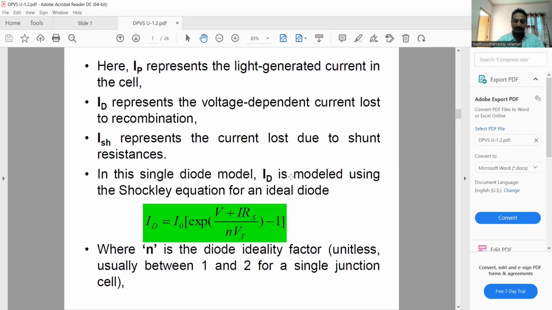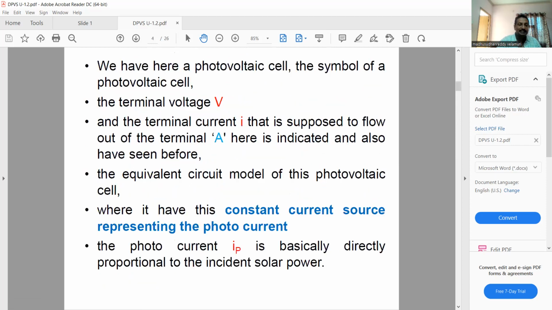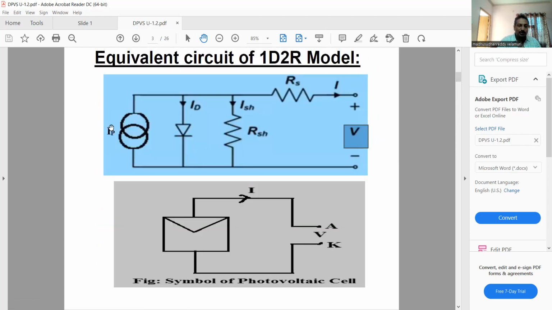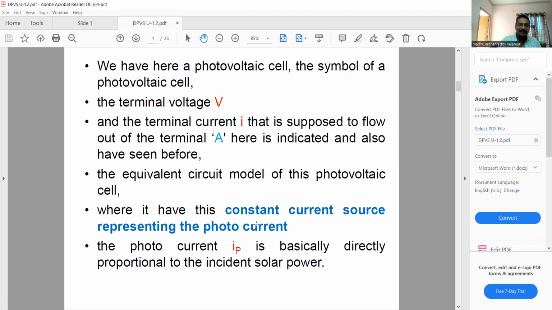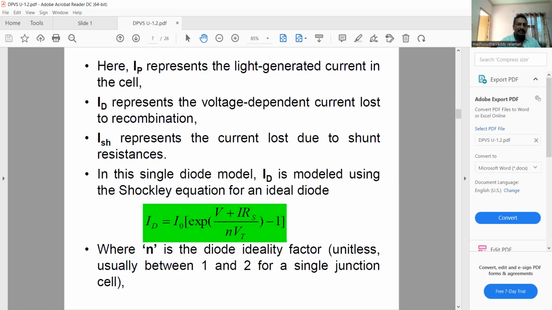Okay, characteristics of the PV cell. The equivalent circuit model defines the entire IV curve, which gives I equal to IP minus ID minus ISH. How are you obtaining this? The sum of entering current should be equal to the leaving current: IP equals ID plus ISH plus I. Therefore, I is equal to IP minus ID minus ISH. ID is nothing but the diode current, and ISH is nothing but the current due to the shunt resistance. Then we need to determine this.